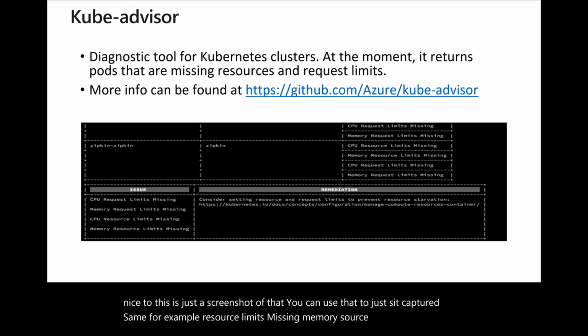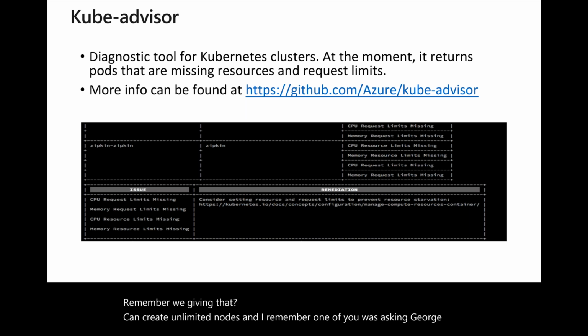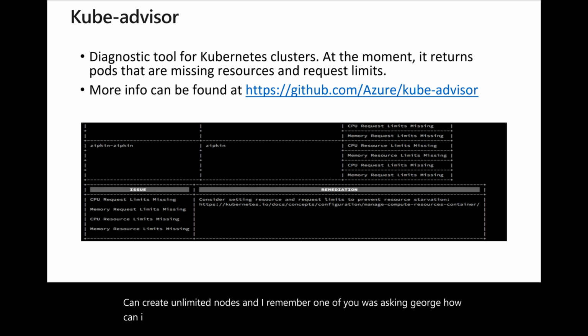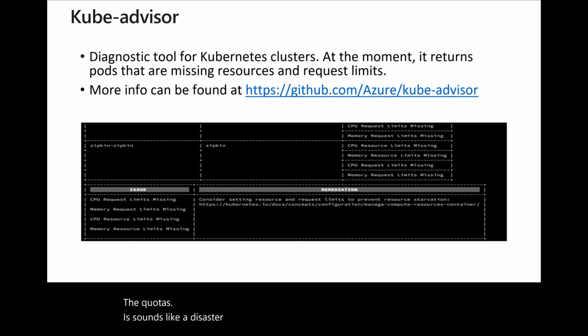Remember when I mentioned earlier, you definitely need to make sure that you have resource quotas. Remember, we can create unlimited nodes. And I remember one of you was asking, George, how can I deploy more? How can I scale the solution? You're given that without making sure that you're managing the quotas. It just sounds like a disaster when the bill comes.